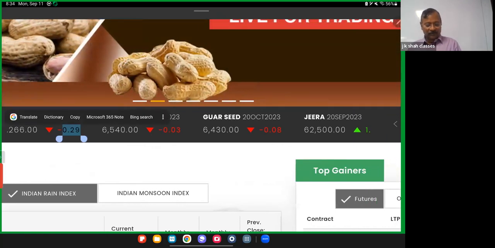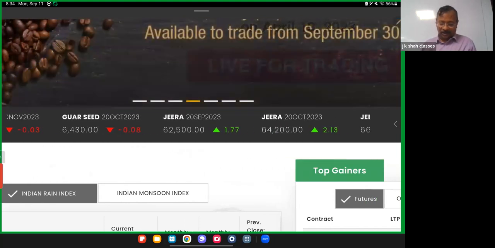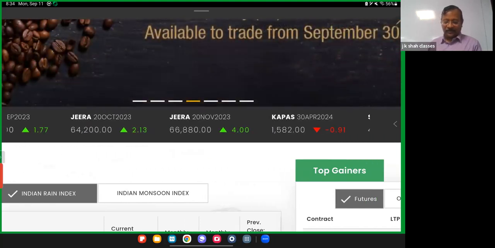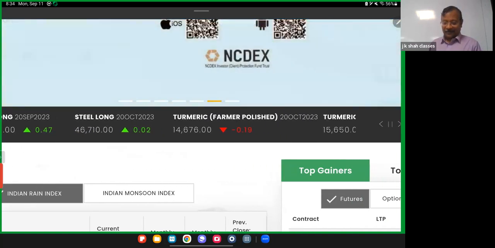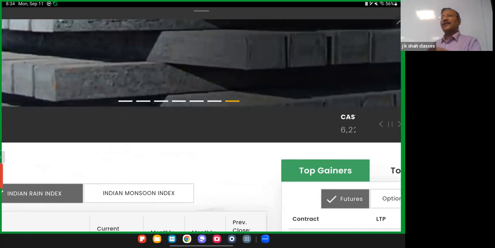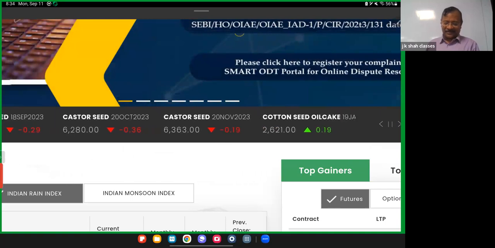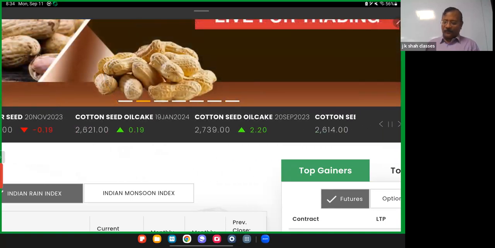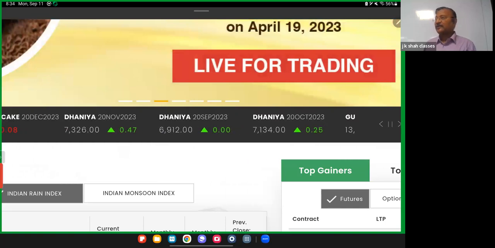You see this Jeera, sorry. Jeera 20th October, 20th November. You see this Kapas, steel, turmeric, farmer polished, and you get all the rates. You can trade in all. Now the thing is, see this castor seeds. We'll see how we can use this for trading, speculation, or hedging.